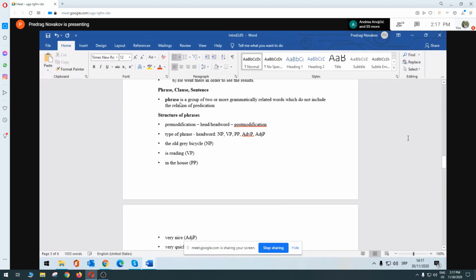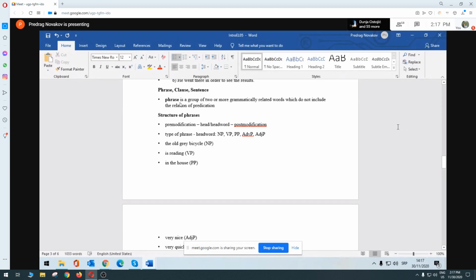So what is the difference between a phrase and a clause, for example, phrase and clause? Maybe clause has a relation of predication. Exactly. So, yes. Anybody else? No. Okay. This is important. Just bear this in mind. Phrases do not have predication. Clauses have predication. This is important. This is very basic. Okay.